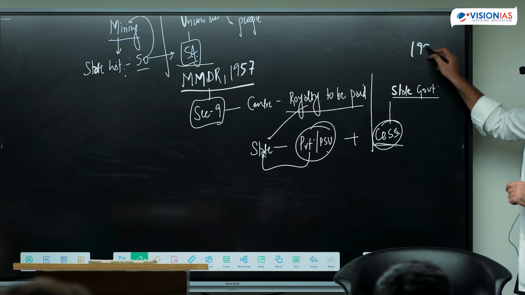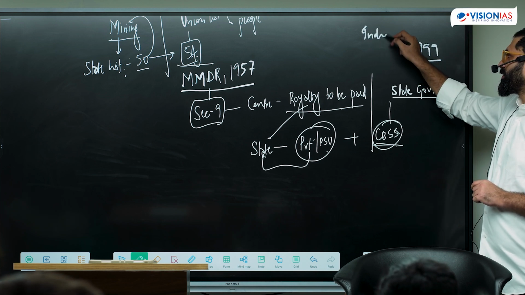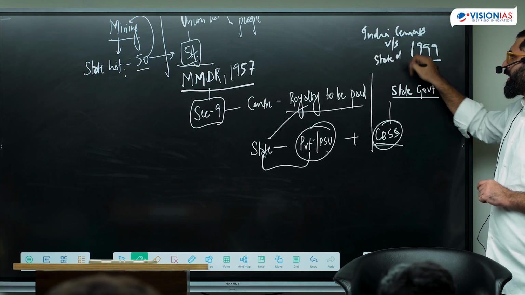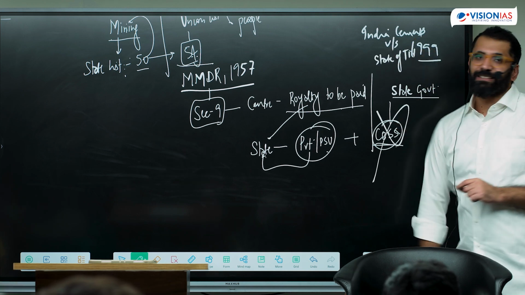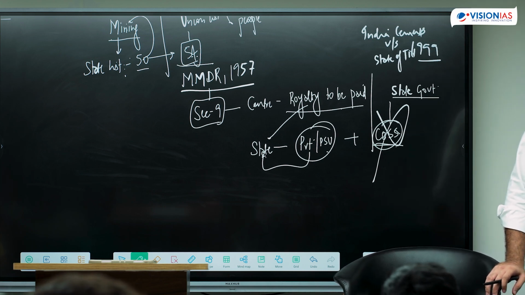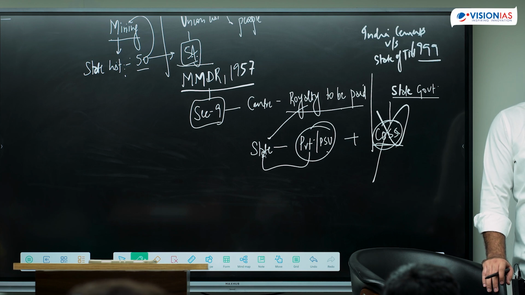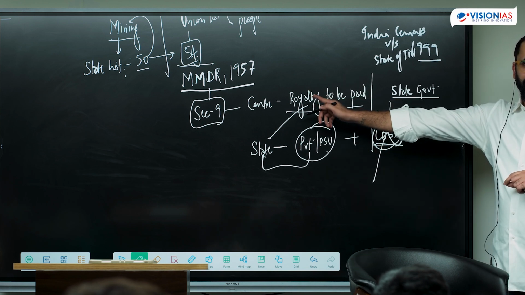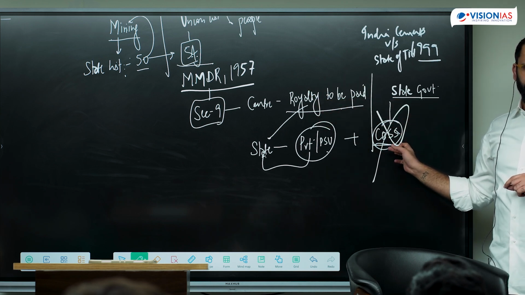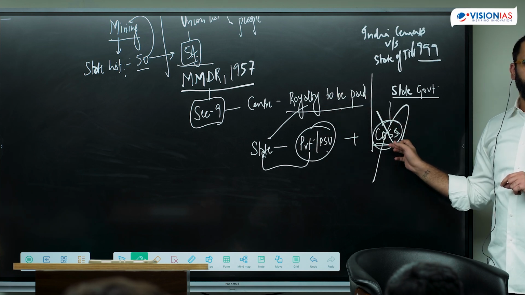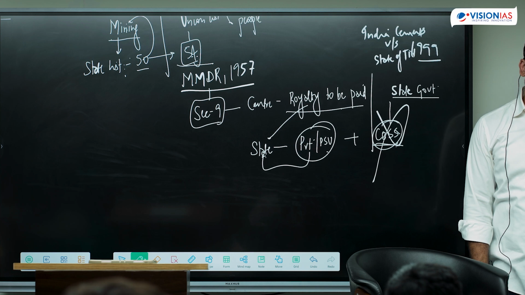In 1999, India Cements versus the State of Tamil Nadu, the Supreme Court cancelled this cess and said state governments do not have any power of taxation on mining. That taxation is solely the responsibility of the union. This was first challenged in this case in 99, where they said that royalty is not a tax, the cess in fact is a tax. The royalty will be collected by the state, decided by the center, but the state cannot impose any other tax because this is not the responsibility of the state.